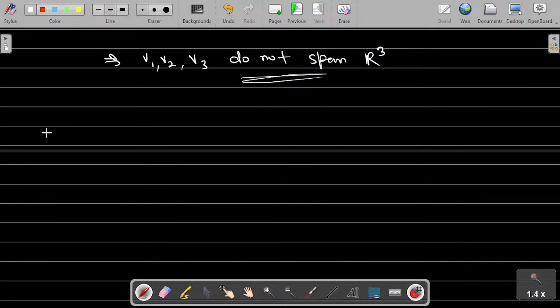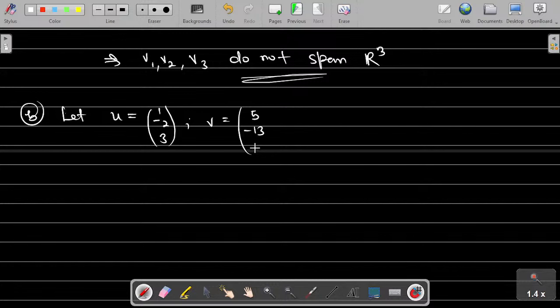Then straight away we go to the next one, and the next one says that we should let u be equal to 1, minus 2, 3, and then v equal to 5, minus 13, minus 3. That's v. Sorry, we used u and v and then b, and b is equal to minus 3, 8, and 1.